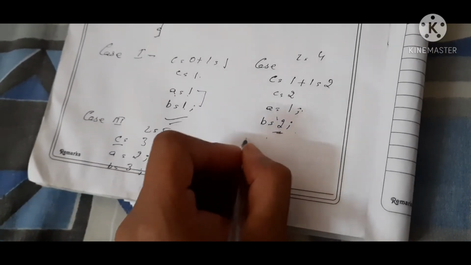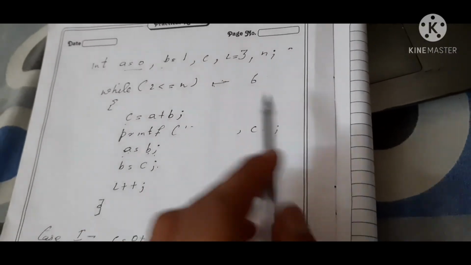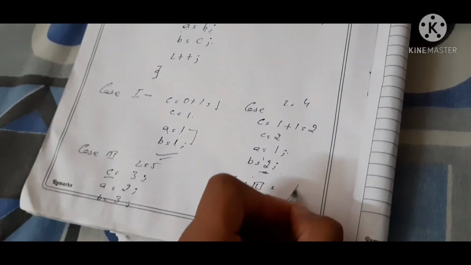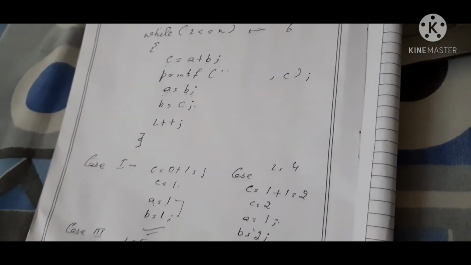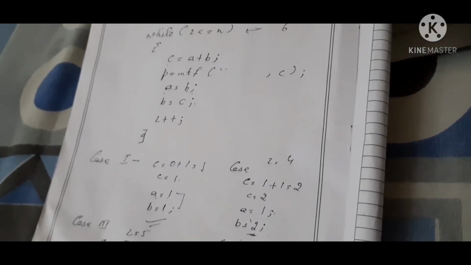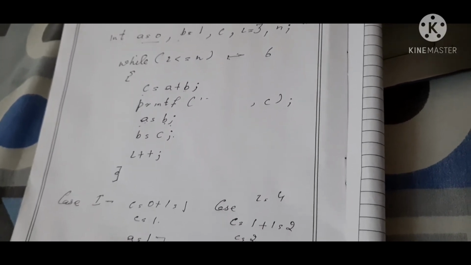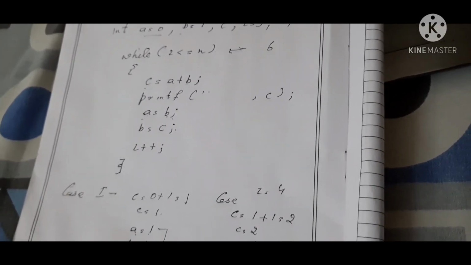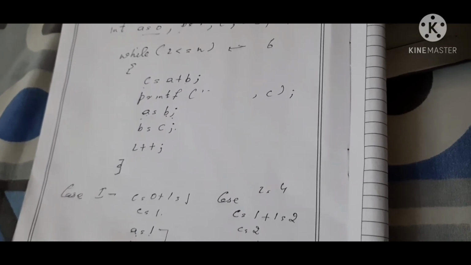Now again there is another case, because I input the value of n is equal to 6. So now i is equal to 6. The loop keeps running until the condition is no longer satisfied. So you see, now you easily understand the concept and the logic behind the Fibonacci series.